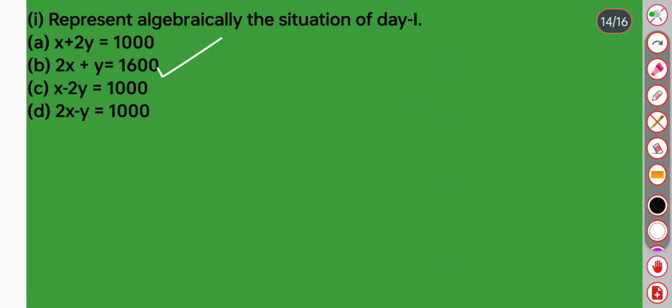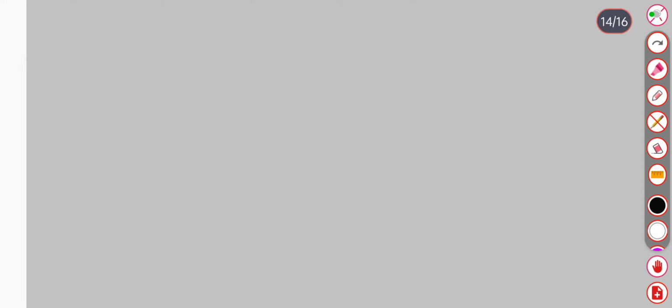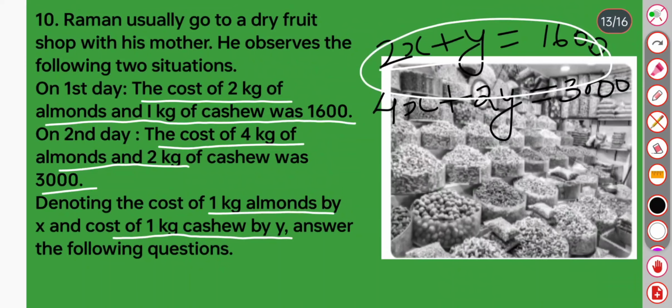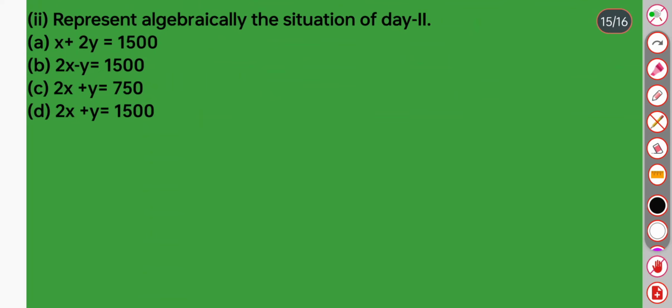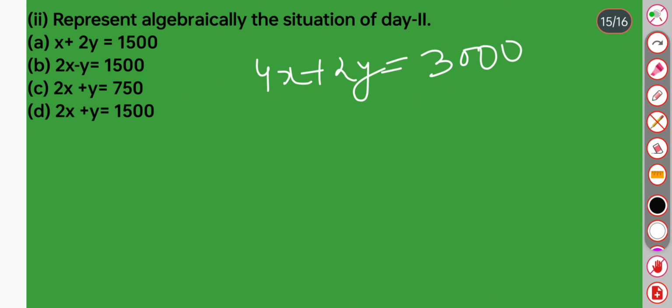Similarly, next question: represent algebraically the situation of day 2. The day 2 equation we got is 4x plus 2y equal to 3000. Yes, 3000. So we got 4x plus 2y equal to 3000.